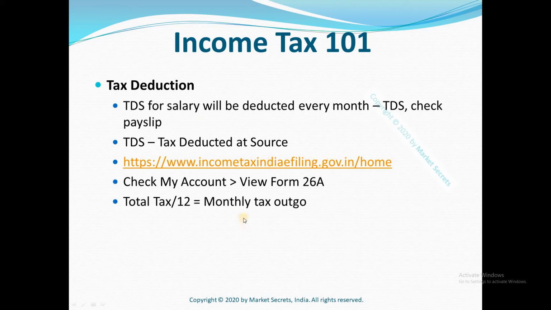Now the question is, how much amount will be deducted as tax from your salary? For that, you need to find the total taxable amount for your salary, and then calculate the total tax, just like I explained in the previous session. You have to divide the total tax amount by 12. This will be your monthly tax outgo, and it will be deducted from your salary in the form of TDS.